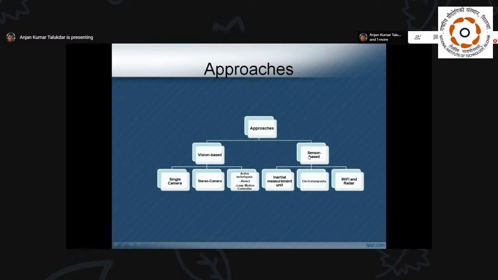But the problem is that the user has to wear the sensor or the glove on his or her hand. So it is difficult to move the hand freely. This is one drawback. If you wear this sensor, then it is difficult to do free movement. And also these sensors are very costly. But in case of vision based, you can freely move your hand and they are less costly also. But accuracy is more in case of sensor based.